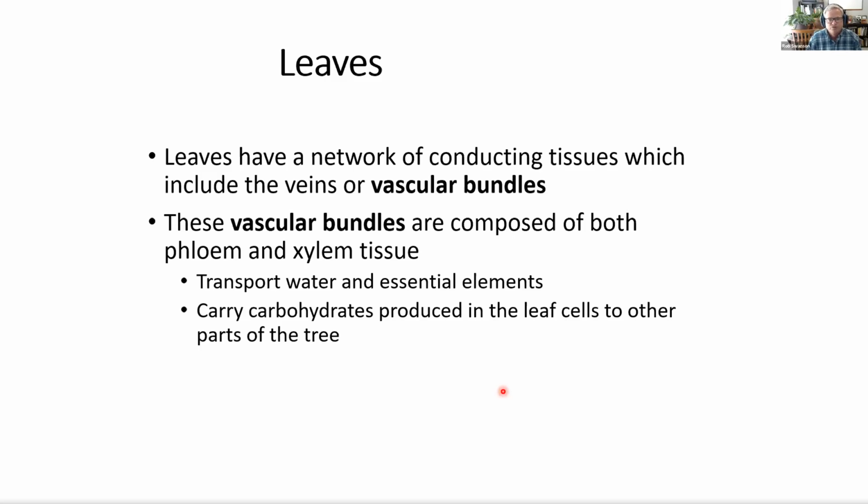Leaves have a network of conducting tissues, including the veins or vascular bundles. These bundles are comprised, again, of both the phloem tissue and the xylem tissue, so we don't have to worry about the xylem tissue in the leaf being stored. So again, it's a disposable part of the tree. We're going to lose it at some point, so there's no need to store anything there. We're going to transport water and essential elements through here and carry carbohydrates that are produced in the leaves to other cells and parts of the tree.